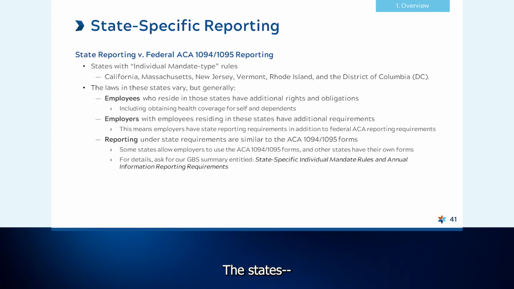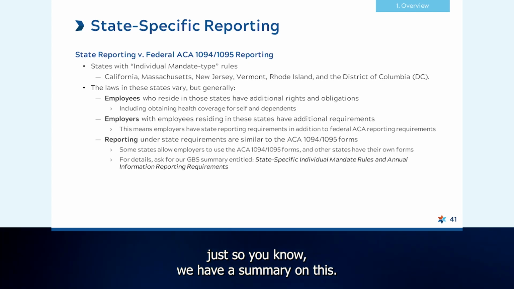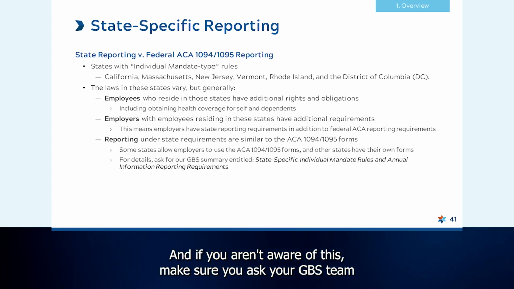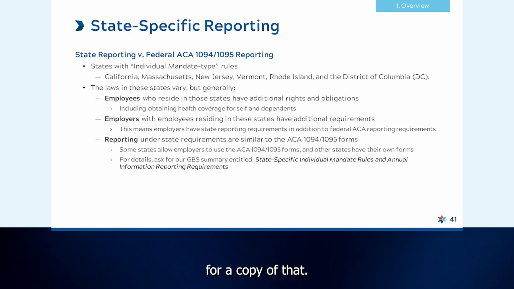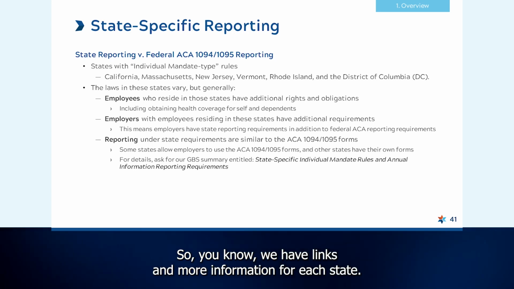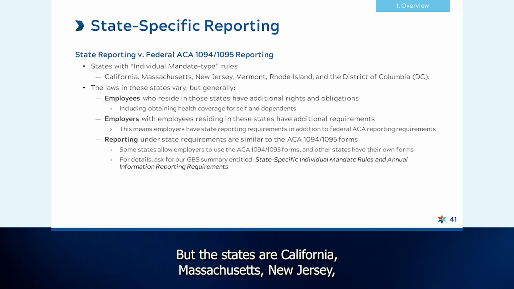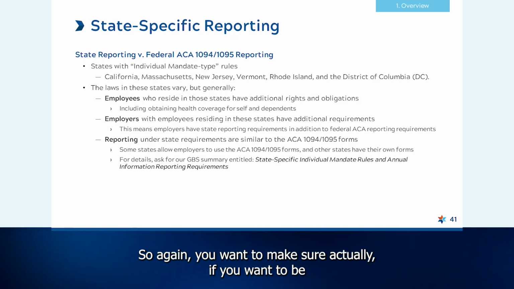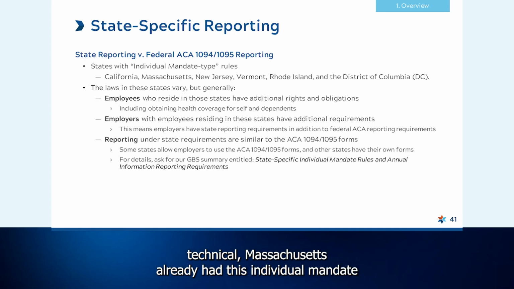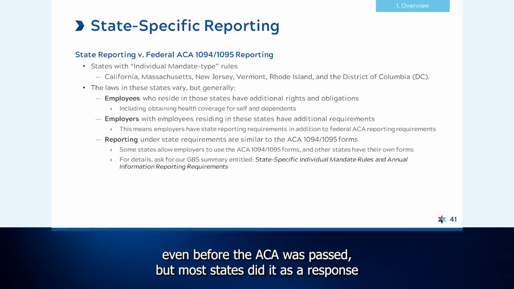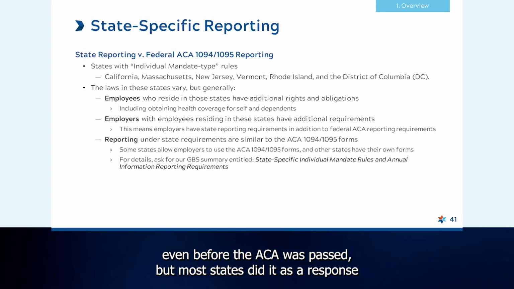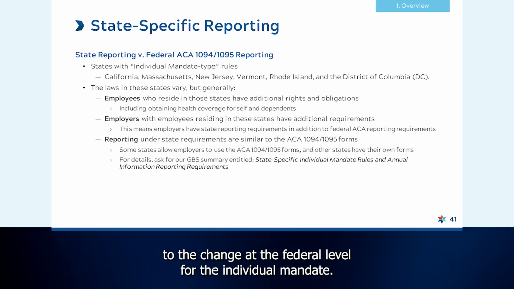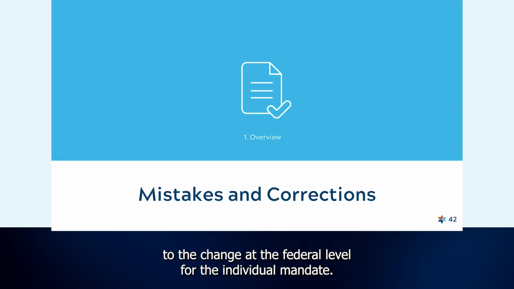The states, just so you know, we have a summary on this. And if you aren't aware of this, make sure you ask your GBS team for a copy of it. So you know we have links and more information for each state. But the states are California, Massachusetts, New Jersey, Vermont, Rhode Island, and we also have the District of Columbia. So again, if you want to be technical, Massachusetts already had this individual mandate even before the ACA was passed, but most states did it as a response to the change at the federal level for the individual mandate.